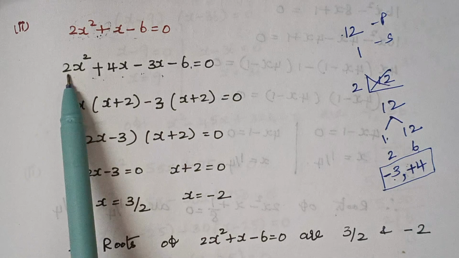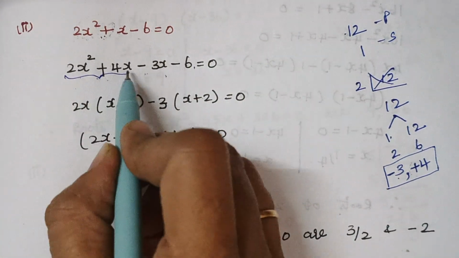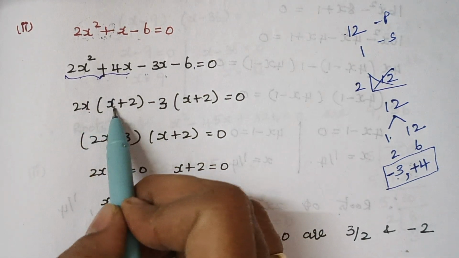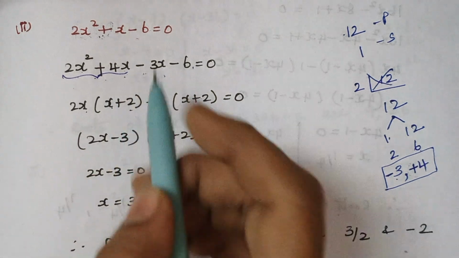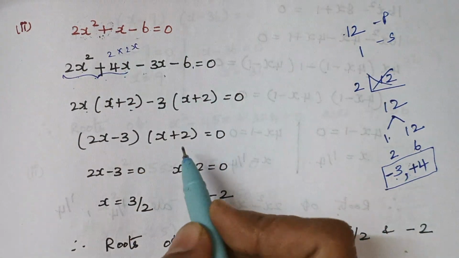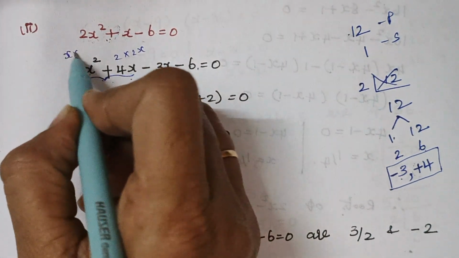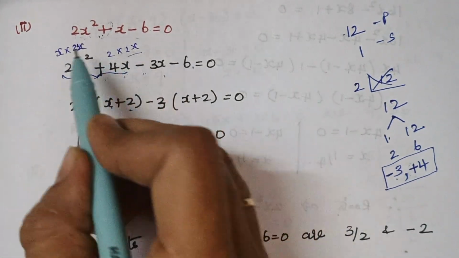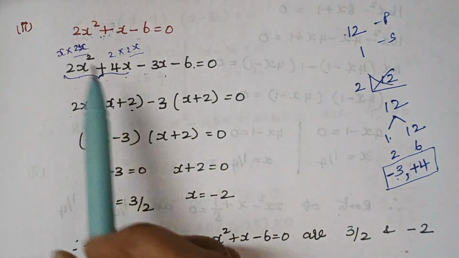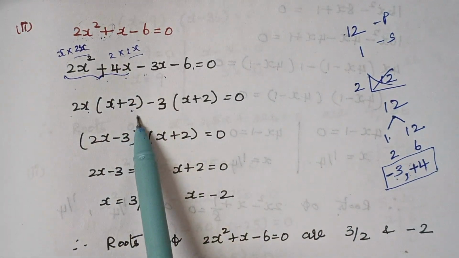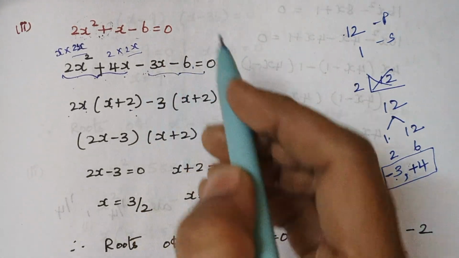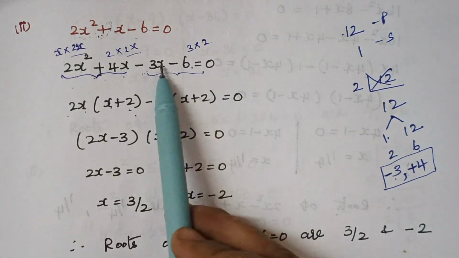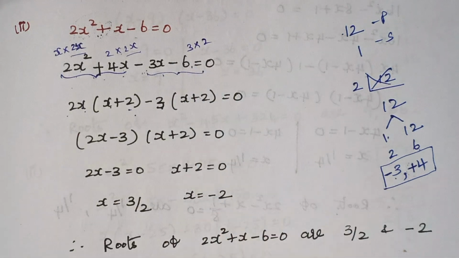So here, when you look at these two terms, the common term is 2x. So when you take 2x outside, here we will have an x and here we will have a 2, because 2 can be written as 2 into 2x. And again 2x square can be written as x into 2x. So in these two terms we have 2x common. When 2x is taken outside, the remaining terms are x plus 2. And again in these two terms we have 3 common, right? Because 6 can be written as 3 into 2. So when you take 3 outside, here the term is x and here the term is 2.